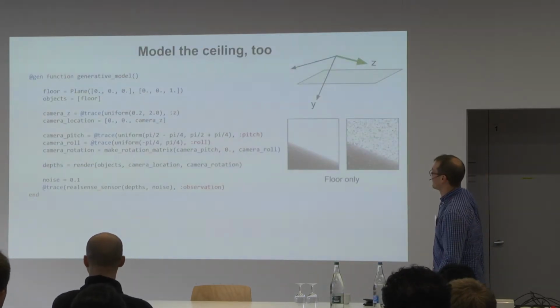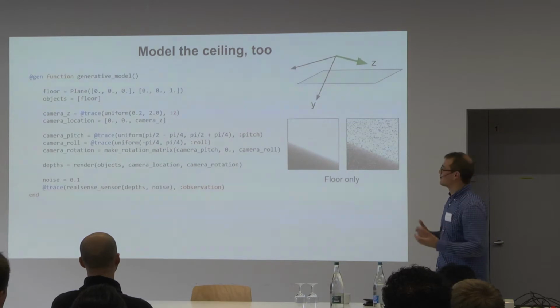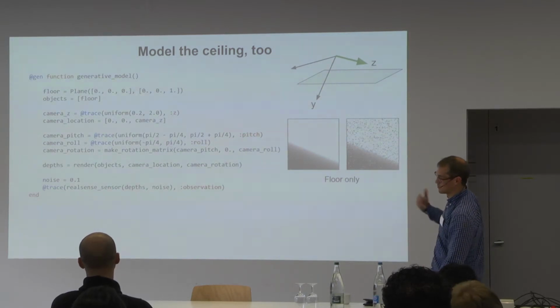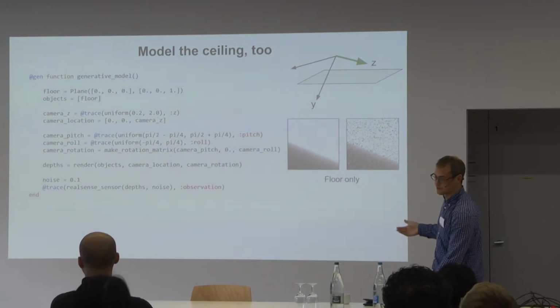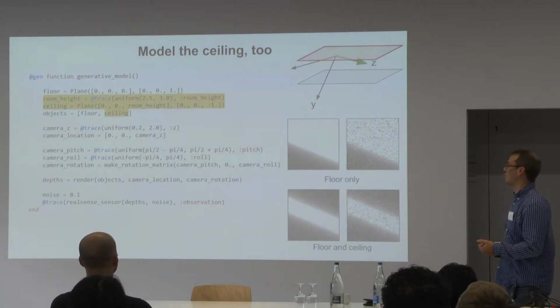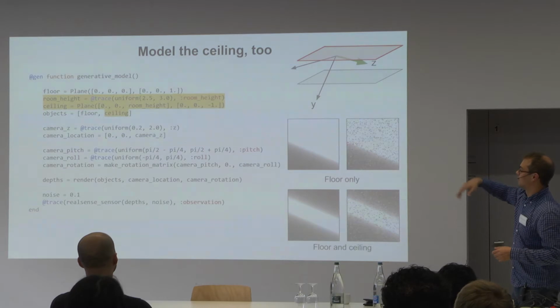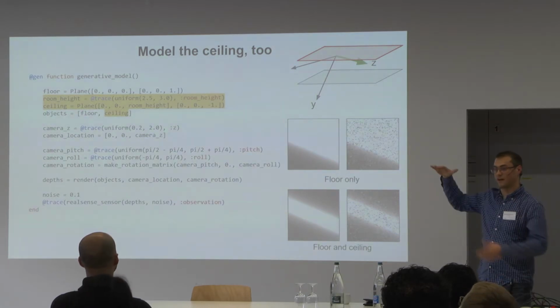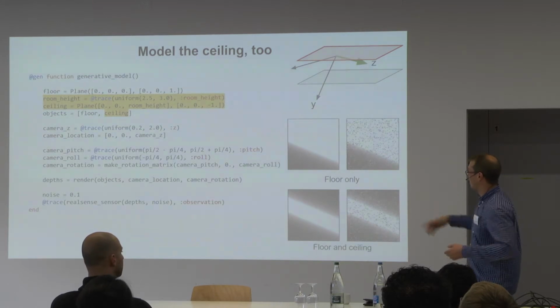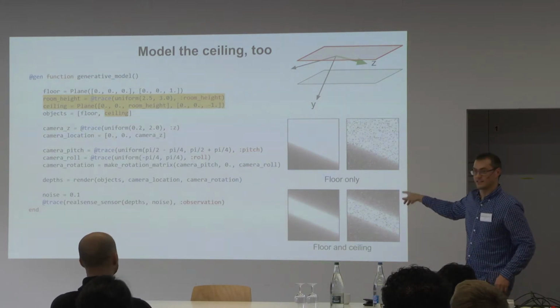Okay, so now that we've written our inference program and our model, let's see the sorts of modifications that we can do. Because this is a probabilistic programming language, incrementally modifying the model should be relatively straightforward. So if we want to add a ceiling, all we have to do is add a few lines of code and introduce a new random variable for the height of the room, because we don't know that a priori. And now our rendered images might look something like this on the left.